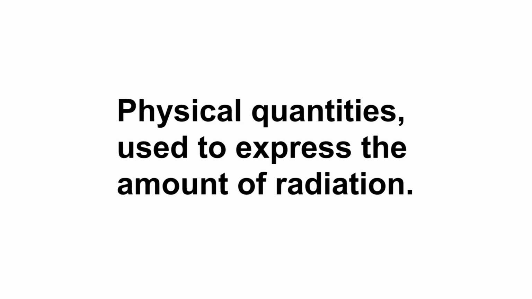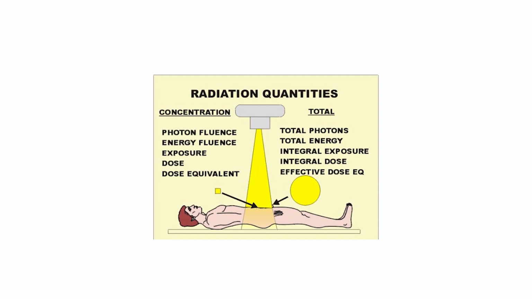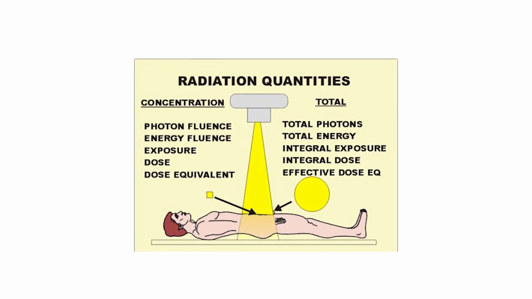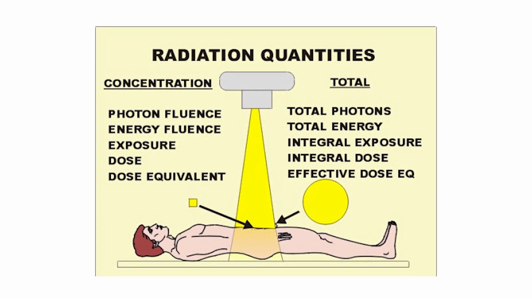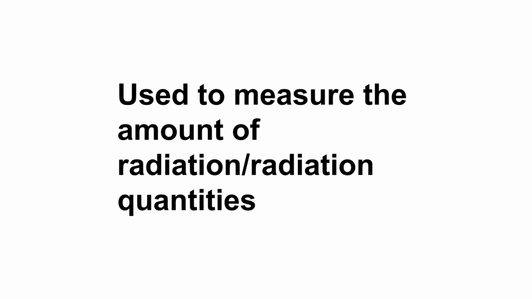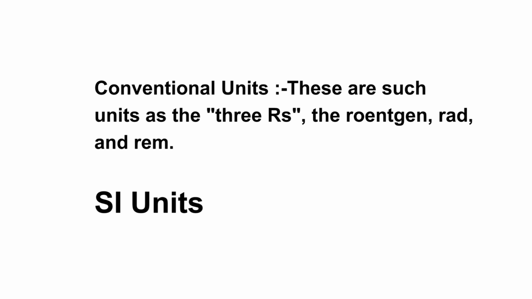Let us talk about the quantities. Physical quantities are used to express the amount of radiation. It is of two types. One expresses the concentration of radiation at a point, specific tissue or organ, and the second expresses the total radiation delivered to the body. Now let's talk about the units. Units are basically used to measure the amount of radiation or radiation quantities. Radiation units are of two types: conventional units and SI units. Conventional units include 3 R's, that is the Roentgen, rad and rem.